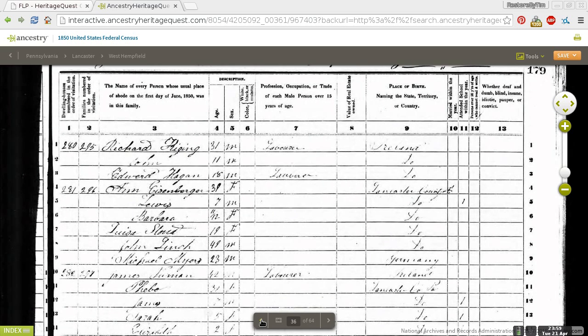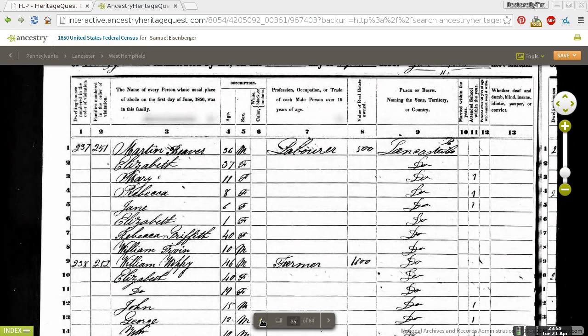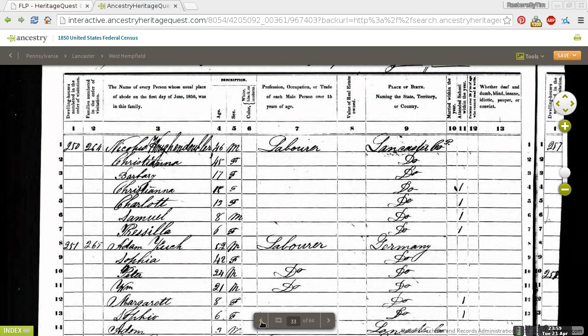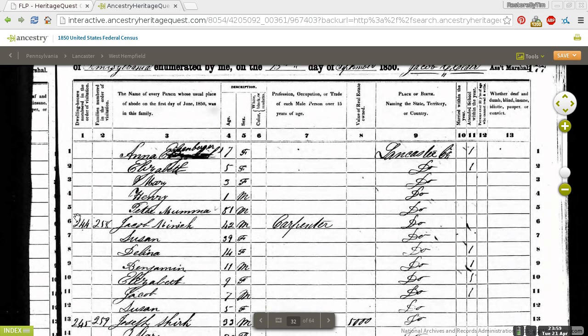So I'm going to bounce back to page 32. Here you see dwelling 244. Okay, and take a look at the family at the top here: Anna Eisenberger, Elizabeth, Mary, Henry, and Peter Mumma. This is actually a continuation of Samuel Eisenberger's family. The pages are out of order. Instead of moving forward, we had to move 3 pages back to see the rest of this family.